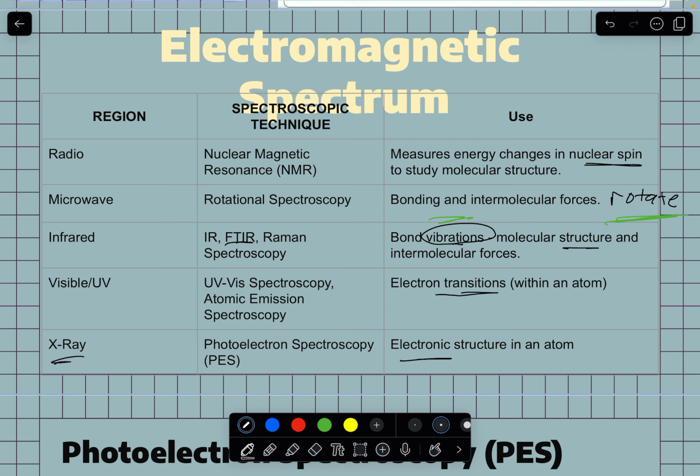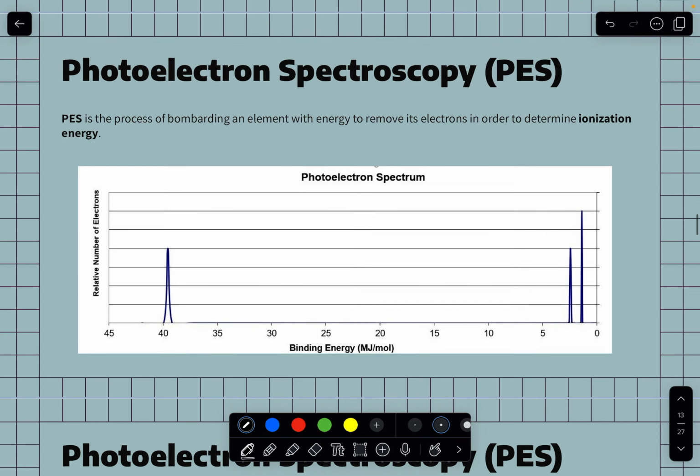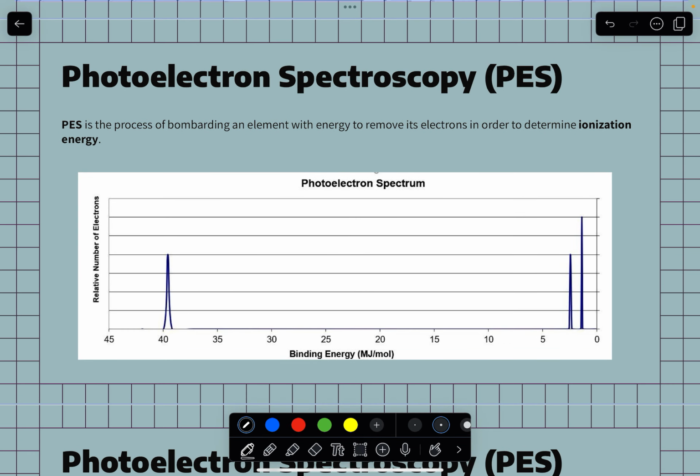It's good to know the rotation and vibration of microwave and infrared. But you aren't tested a lot on spectroscopic techniques. Sometimes you are, like photoelectron spectroscopy, we'll talk about here. We've talked about mass spectroscopy. That's another technique that's used, but it's not very often tested aside from these direct ones.